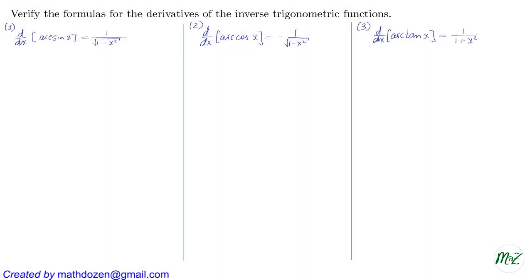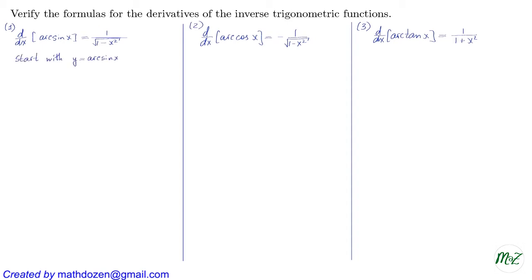Welcome everybody. In this video we're gonna verify the formulas for the derivatives of inverse trigonometric functions. So we have those three formulas to verify. We're gonna start with the leftmost one. It's the derivative of arc sine x, which should end up being 1 over the square root of 1 minus x squared.